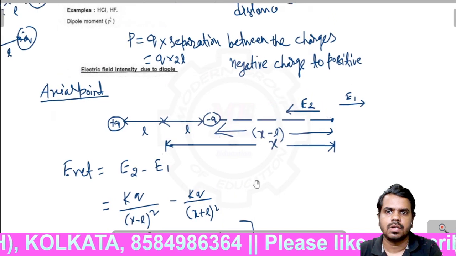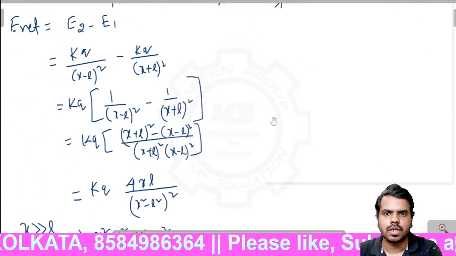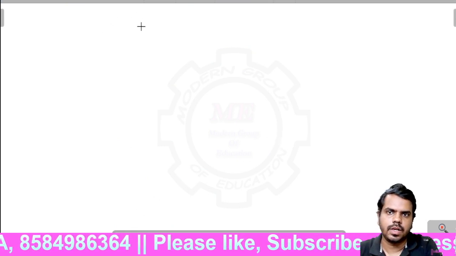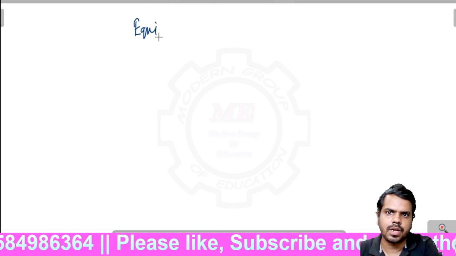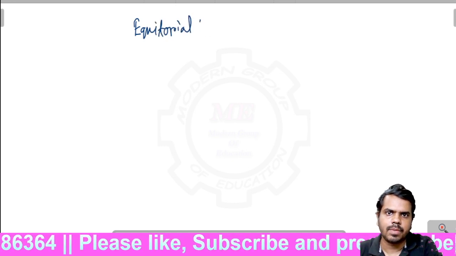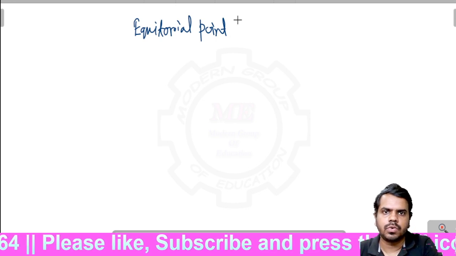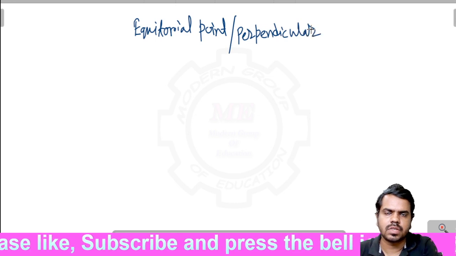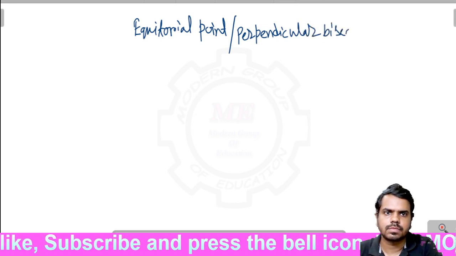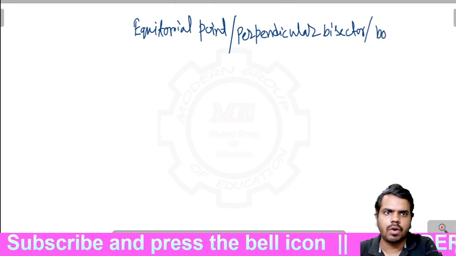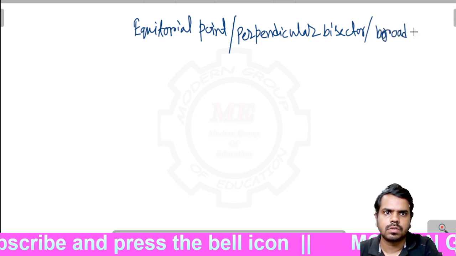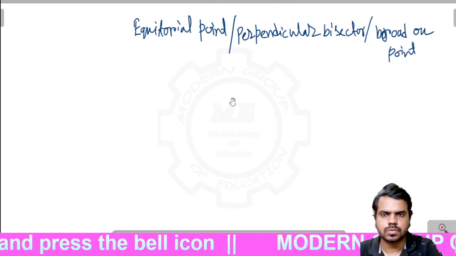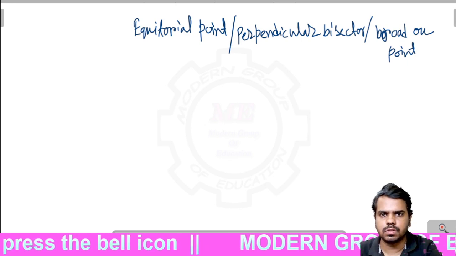Now coming to the equatorial point: the electric field on the equatorial point or perpendicular bisector. This point is also called the perpendicular bisector. Equatorial point, perpendicular bisector, there are two, three names of this point: perpendicular bisector, broad away point, broad on point, etc.